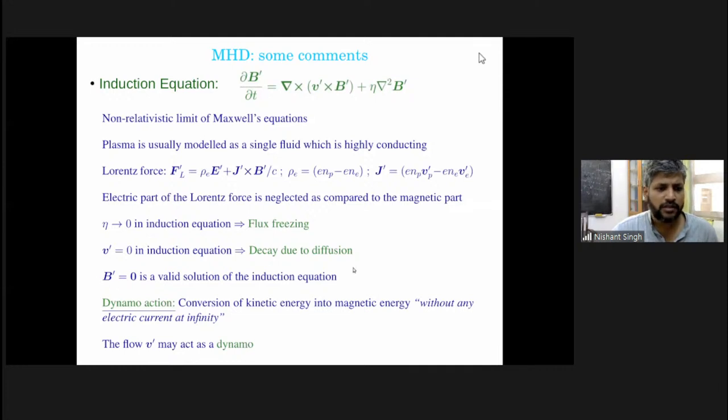It's an important point to note that B equal to 0 is a valid solution of the induction equation. So if you start off with a zero magnetic field, you can never produce and evolve it, because these equations will not evolve. So you always require a seed magnetic field. Fortunately, there are enough candidates for the seed magnetic field. Dynamo is known as the conversion of kinetic energy into magnetic energy without any external electric current. That means we are not maintaining it by some external sources. It's a self-sustained dynamo action that powers the magnetic field of the sun.